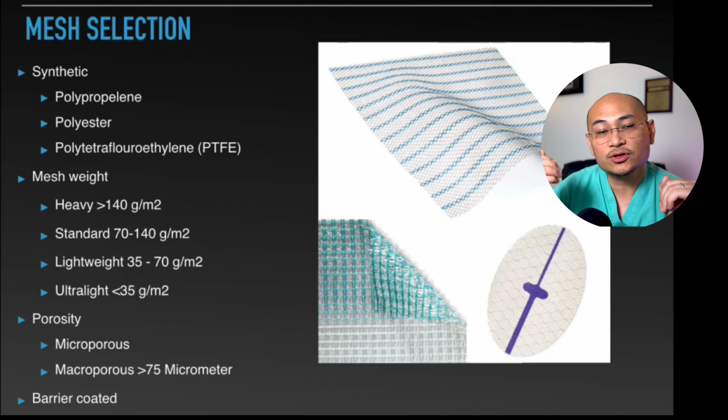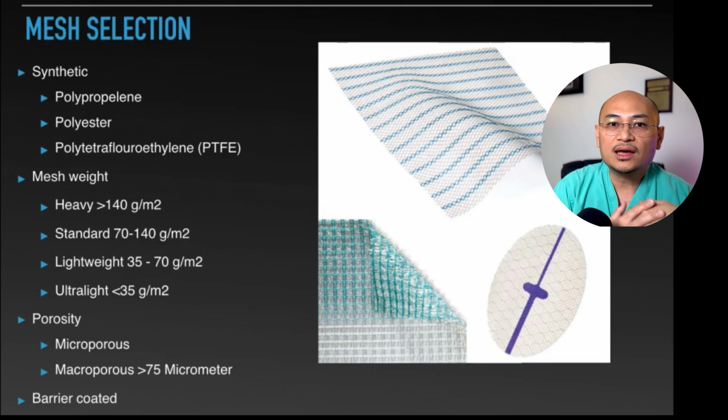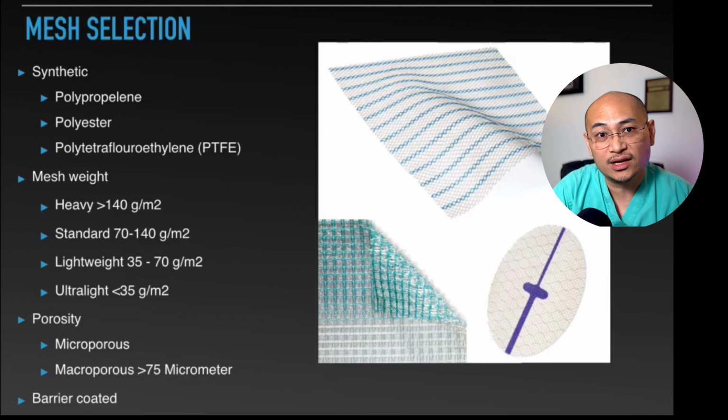What are other things to consider? Well, we have the weight of the mesh and the porosity. And the general gist is the heavier the weight, the tighter the knit, and the less porous the mesh is. What is this good for? Well, it has a higher tensile strength, avoiding mesh fracture. So if you are doing a hernia repair on someone with a large ventral hernia and they're heavy set, then considering a heavyweight mesh may be better.